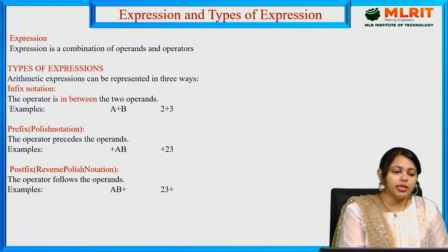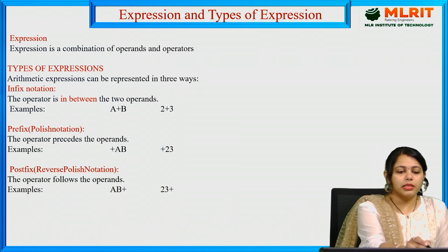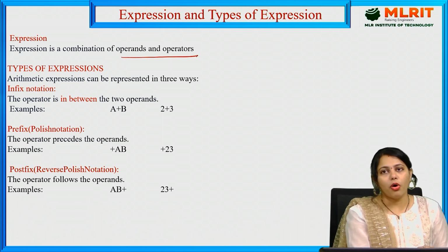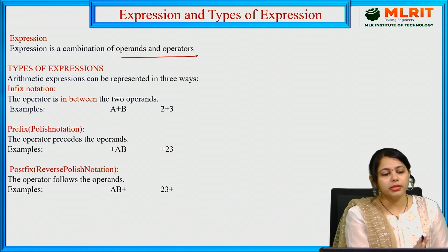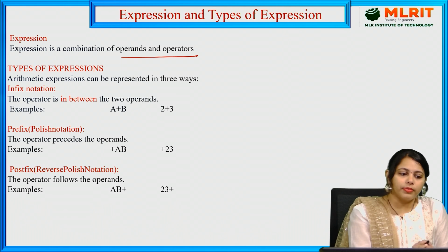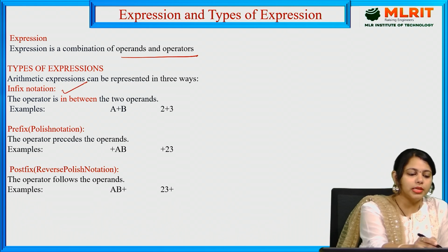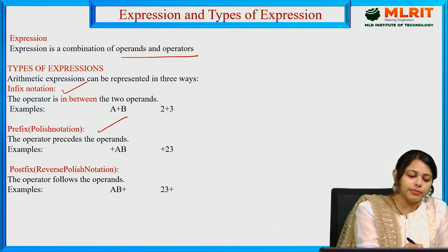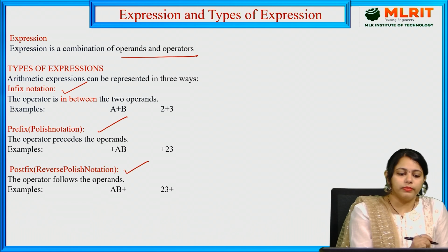So coming to the expressions. Here the expression is a combination of operands and operators. So the expression consists of both operands and operators. So let us see what these operands and operators are. We have three types of expressions here. One is infix expression, the next one is prefix expression and the next one is postfix expression.